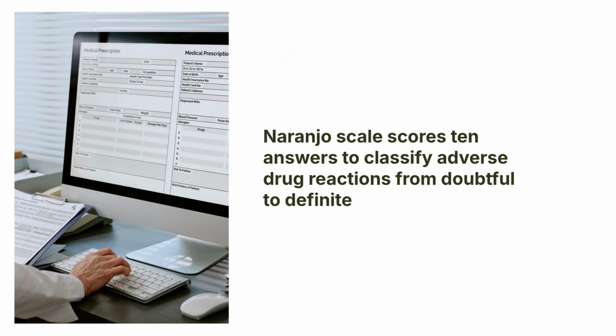The Naranjo Adverse Drug Reaction Probability Scale asks 10 questions and turns the answers into a single numerical score. The questions cover previous reports, timing, de-challenge, re-challenge, alternative causes, placebo response, drug levels, dose relationship, prior exposure, and objective confirmation. Its score bands are definite at 9 or more, probable at 5 to 8, possible at 1 to 4, and doubtful at 0.